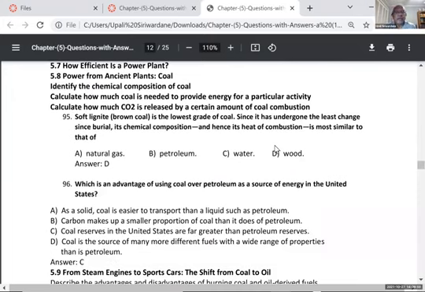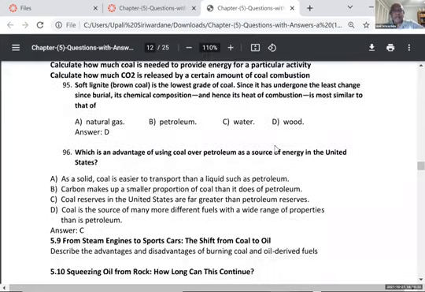Soft lignite, that is a brown coal, is the lowest grade since it has undergone the least change since burial, going underground. It's most likely similar to wood because it's the beginning of the coal. Wood is the one that is similar to what goes under the earth. Lignite is close to wood.